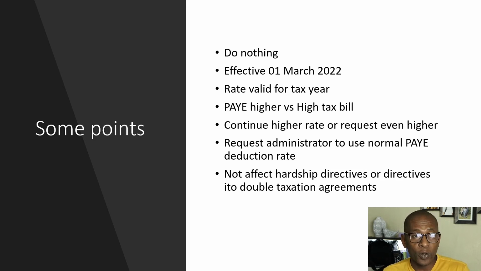You could request the administrator to use your normal PAYE deduction rate. So in our example, you could separate the two and say, I want to stick with the PAYE rate of 4.32% just on my annuity, and I will deal with my final tax bill at the end of the year. You could request that from your administrator. This obviously doesn't affect the other directives that are in existence already, things like your hardship directives, or any other directives in terms of double taxation agreements. This is all separate from that.